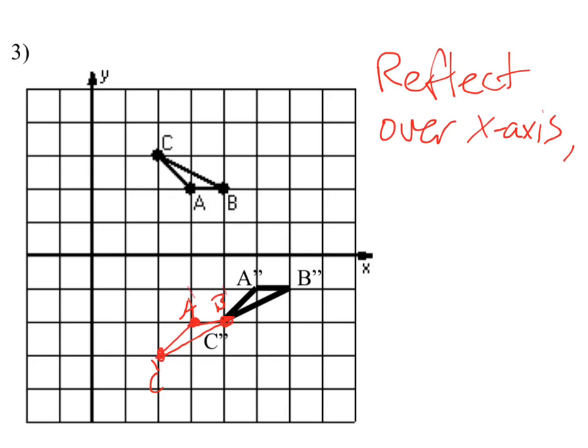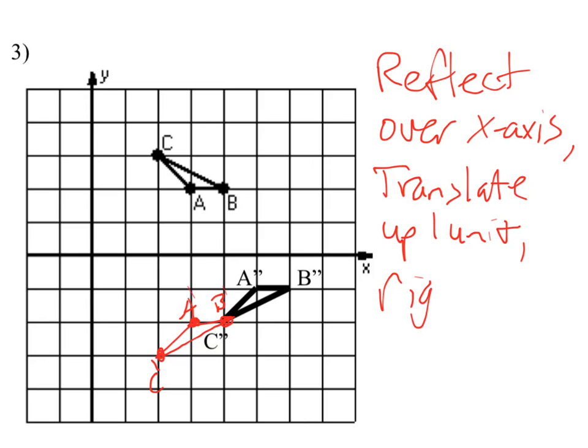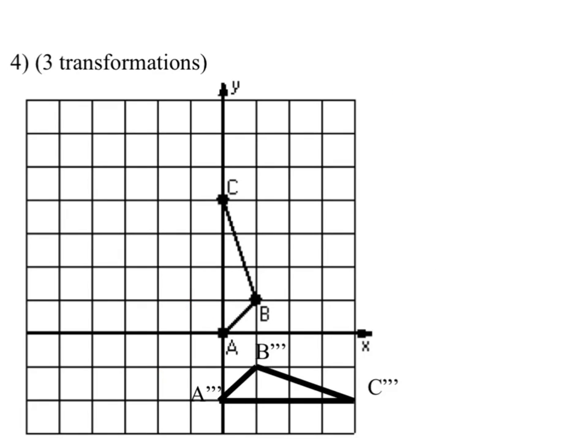So that's the intermediate step, and we'd have to move things up 1 and then right 2. So we'd have to translate up 1 unit, right 2 units. So there's that one. Moving on to 4.